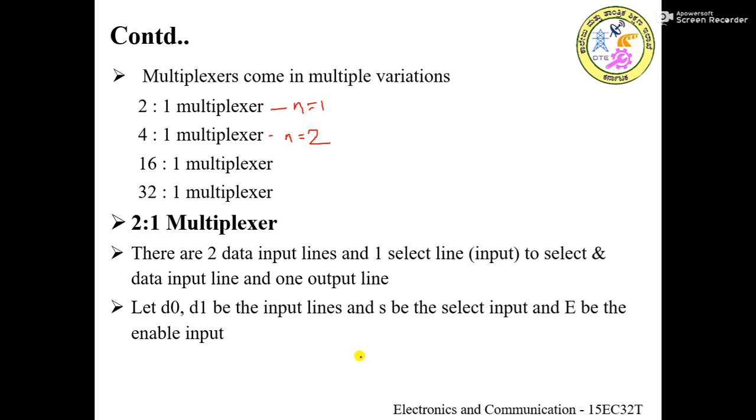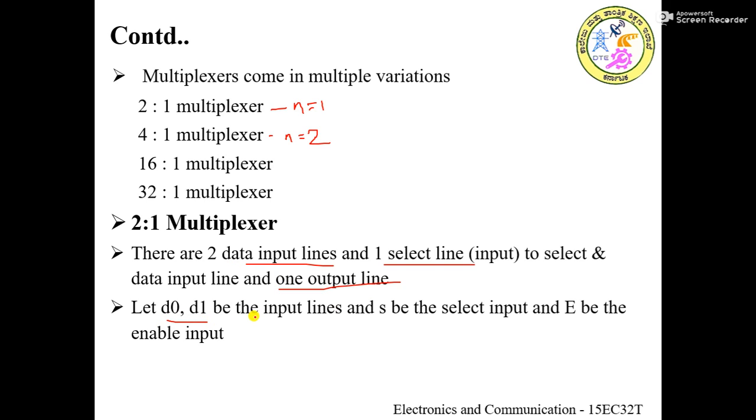In case of 2 is to 1 mux, as I told you, there will be two input lines. There are two inputs and one select line, and the content of this select line is going to tell you which input line is to be selected. And whenever a particular input line is selected, the information on that input line is routed on a single output line.